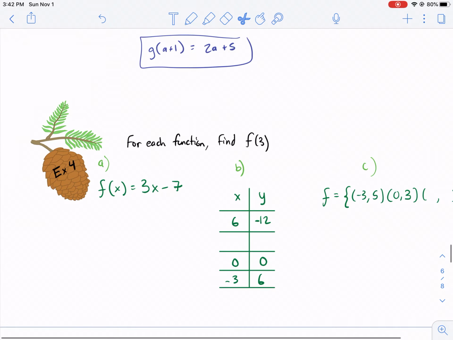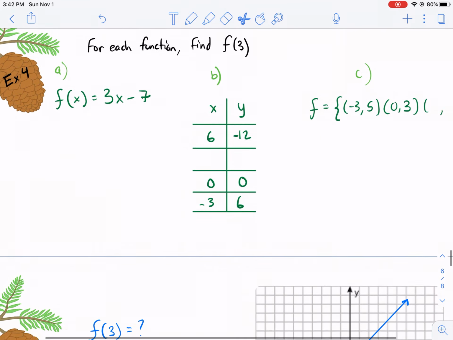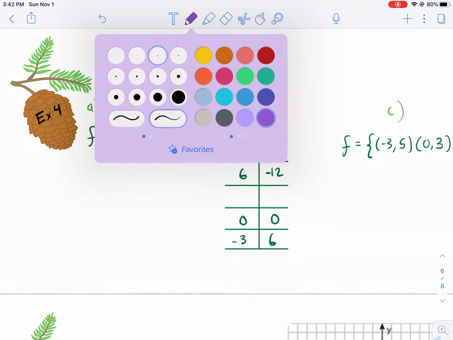Okay, now functions can be expressed in multiple ways as we learned in section 2.5. They can be represented with graphs, data tables, points, and equations. So we're going to do each one. So we can solve it for multiple cases here.